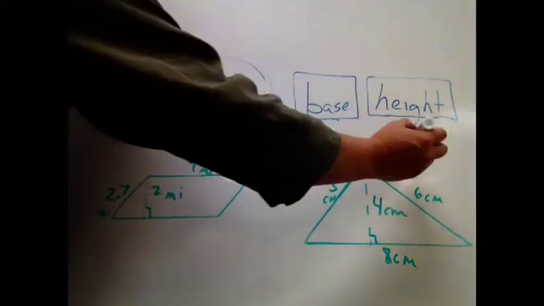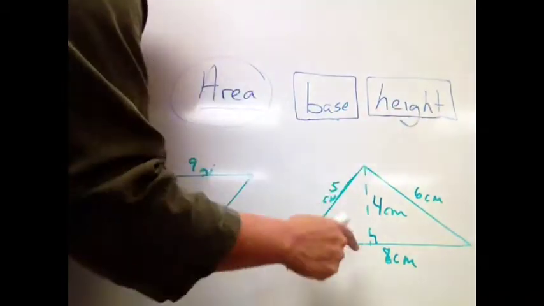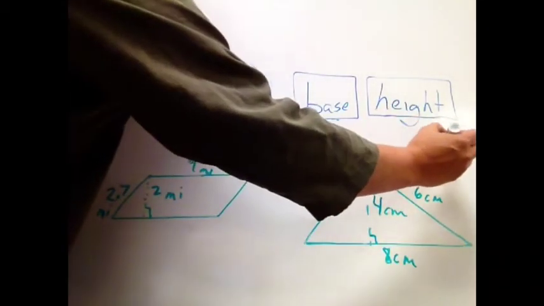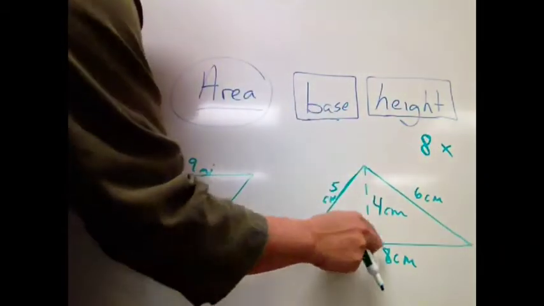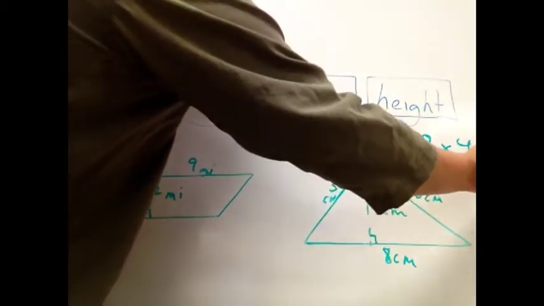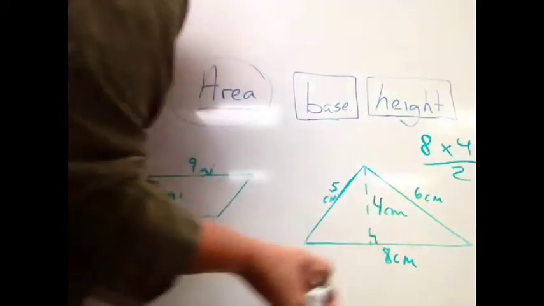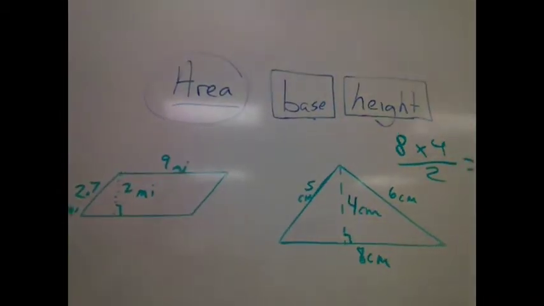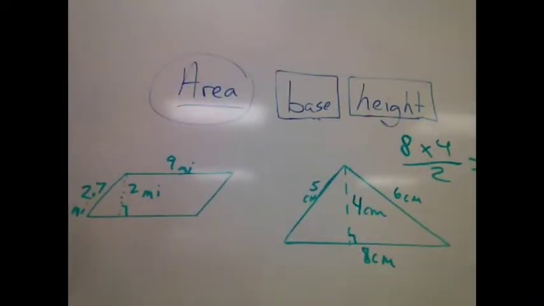You would use base is going to be 8 times the height is 4, all divided by 2. That's going to give us our area. Okay? All right? So we will write that down. That's where our numbers come from.